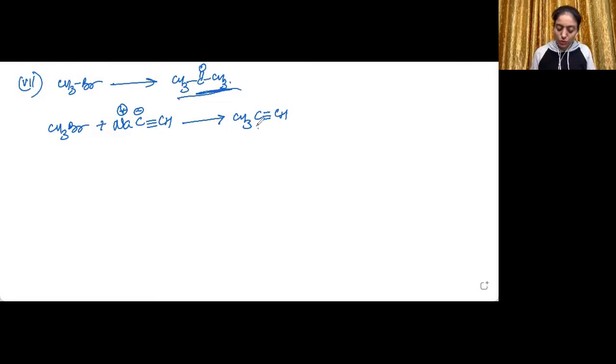Now what next we can do is add water to it in acidic conditions in the presence of mercuric sulfate, HgSO4. This reaction you will be able to find in your 11th class hydrocarbon chapter. Now what will happen? If we consider water, it has H positive and OH negative. In accordance with Markovnikov's rule, water will get added to it.